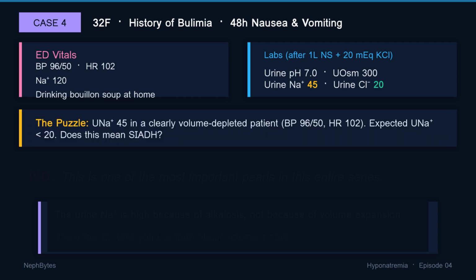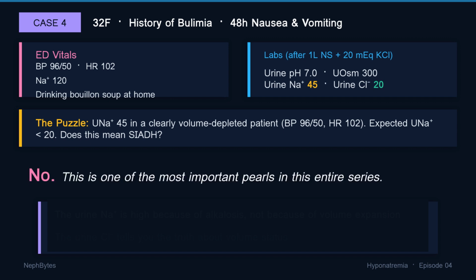Look at that urine sodium, 45. You'd expect a volume-depleted patient, which she clearly is, with a blood pressure of 96 and a heart rate of 102, to have a urine sodium below 20. The kidneys should be avid for every milliequivalent of sodium they can find. So does urine sodium 45 mean she isn't hypovolemic? Does it point toward SIADH? No. And this is one of the most important pearls in this entire series.